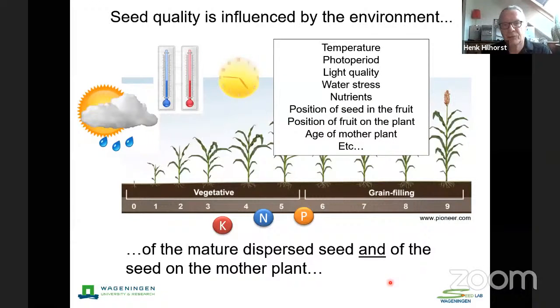Well, here you see some factors of the environment that influence seed quality. Temperature is one of the most important ones, and we come back to that one later. The photoperiod, like day length, is important. Light quality is important. It really depends on whether it is cloudy or not, whether seeds are germinating under a canopy, under other vegetation or not. Water stress is important. How much water is available? Nutrients, of course, from the soil: potassium, nitrogen, phosphate. But also the position of seed in the fruit, and the position of the fruit on the plant, the age of the mother plant, and so on. And again, this influence is occurring during seed development, but also when the seed is sown in the field.